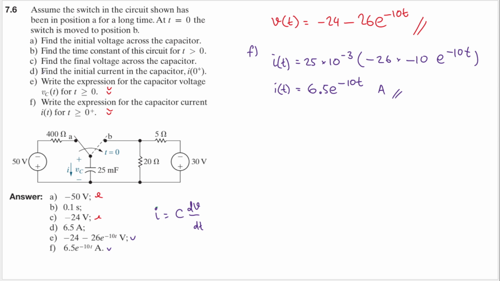And we can answer question D from this one. So i(0+), that will be this one, right? So I'll have 6.5 e to the minus 10 multiplied by 0. This will equal 1, so we'll have 6.5. And the unit will be ampere. And I think that's all the questions answered for assessment problem 7.6. And that's all.